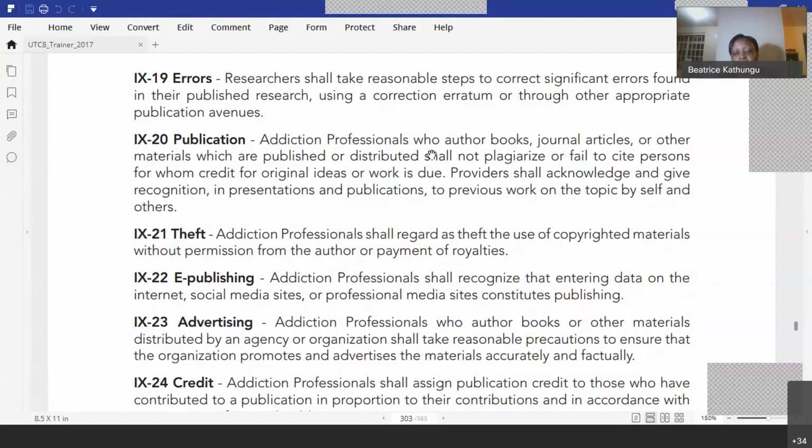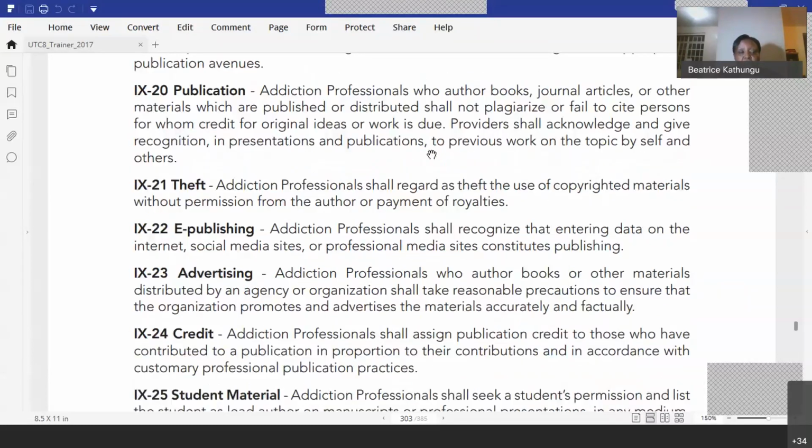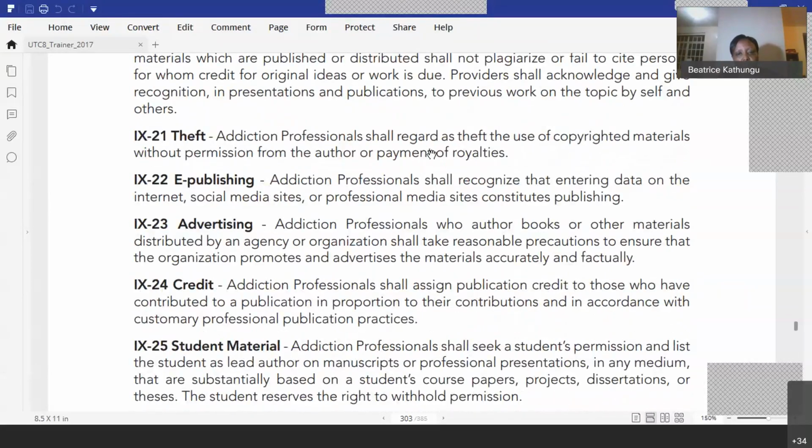In fact, it is a very harsh standard which says that if you use copyrighted materials without permission from the author, or do not pay royalties to the author, then that is actually regarded as theft. That is how serious that standard is. Standard 22 is about e-publishing.